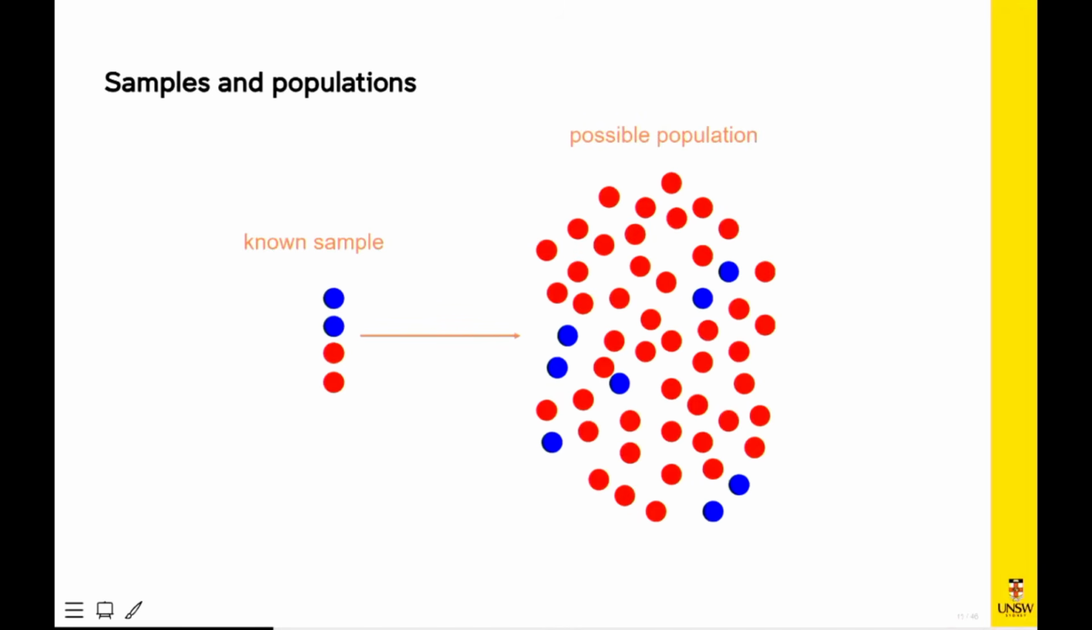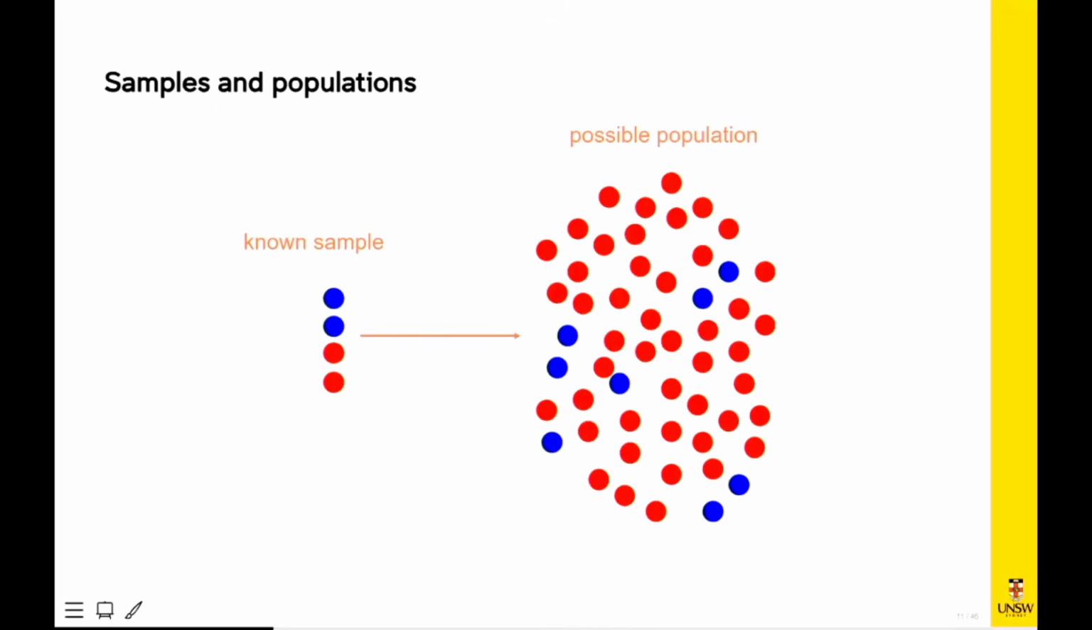But it could be that my sample is just a little bit quirky, and I got 2 blues and 2 reds, but my population looks like this. Mostly red, just a few blue. And it just happened that I got a sample that has 50% red and 50% blue.